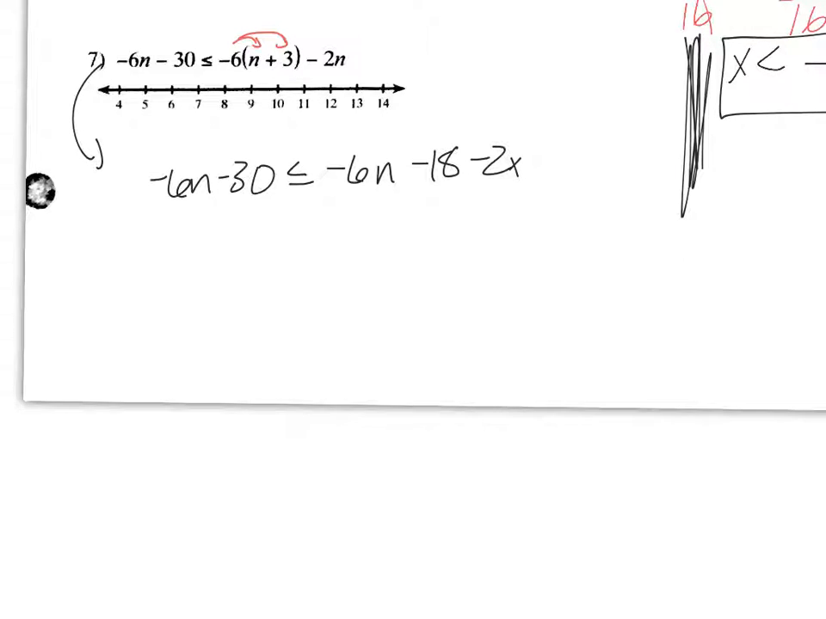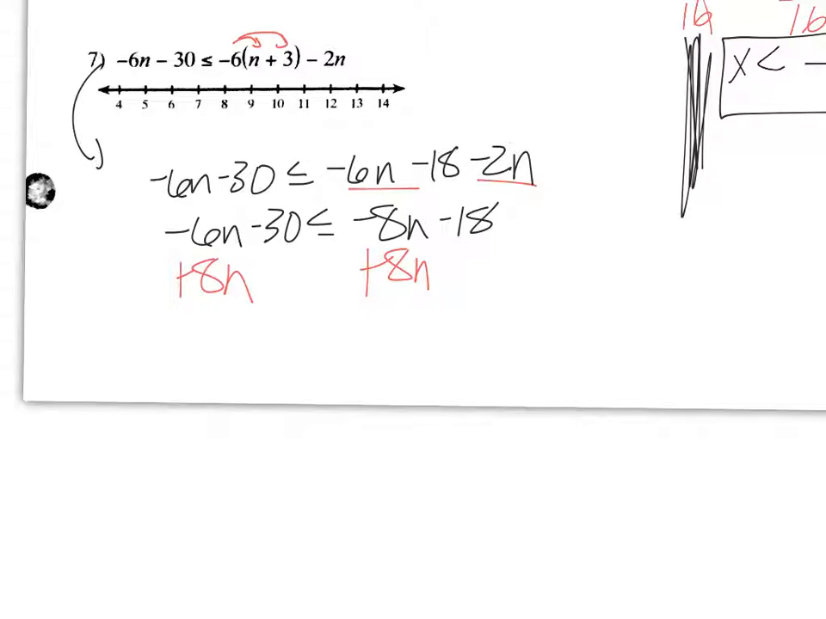Alright, so then if I go ahead and do my like terms, oops, I put an x there. That should really be n. So let's fix that. Alright, so then we get negative 6n minus 30 is less than or equal to negative 8n minus 18. I'm going to add 8n. Let's cancel. So that gives me 2n minus 30 is less than or equal to negative 18.